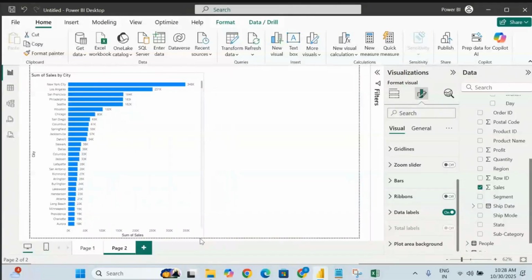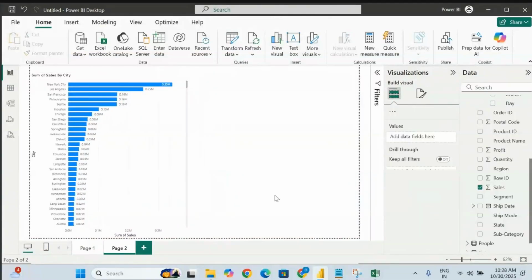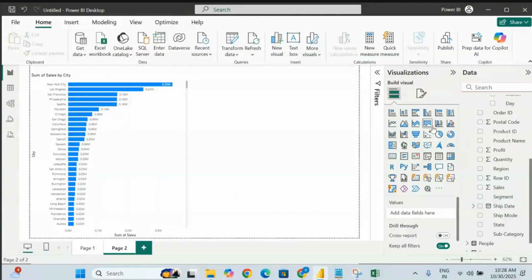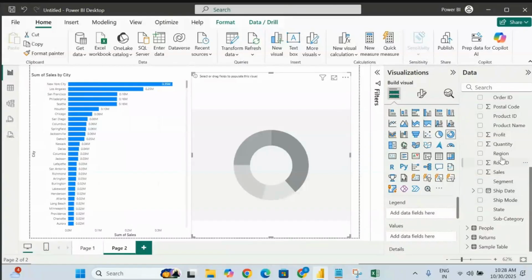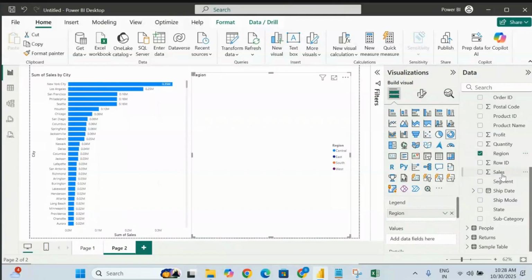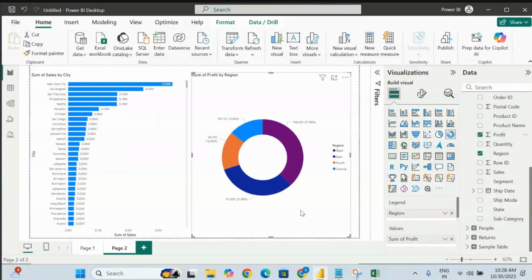Not only the chart, just observe. I'm going to take one more chart over here. The moment you click on it, this is a donut chart. I'm going to understand the total region turnover. Take the region over here, drag and drop, and your sales value. Instead of the sales value, let me check the profit. Which region gives you more profit? This is how simple it is. Just observe here.